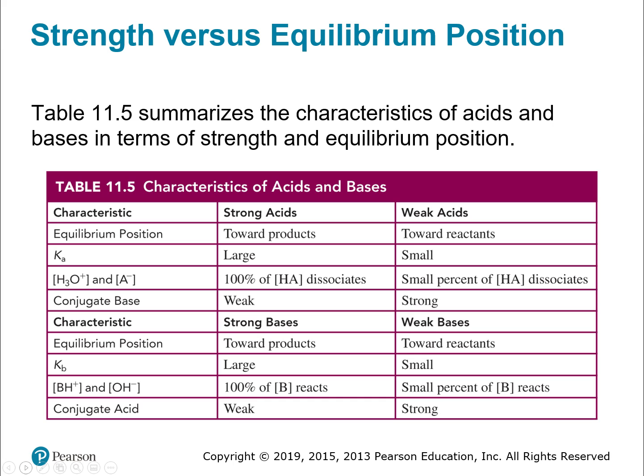This table, 11.5, summarizes the characteristics that we've been talking about in terms of where the equilibrium lies for a strong acid versus a weak acid, dissociation, those kinds of things. So it's for strong acids and bases, weak acids and weak bases. So this table can help you when you're doing your homework, and it can help you study.